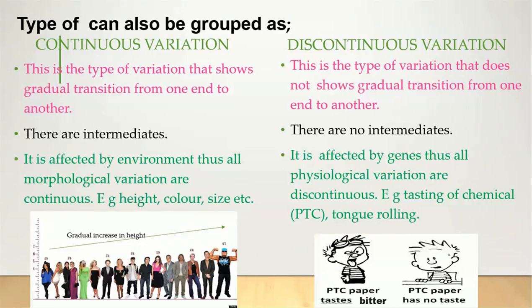Now, discontinuous variation, on the other hand, is a type of variation that does not show any gradual transition from one end to another. So, there is a sharp difference. There is no intermediate. It's either the individual can do that particular act or it cannot. So, there is no intermediate. It is affected by genes, thus it is a physiological variation. And so, it does not obey the distribution frequency curve. Examples are tasting of the chemical PTC, rolling of the tongue, blood group, and so on.